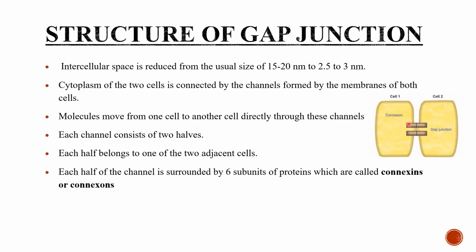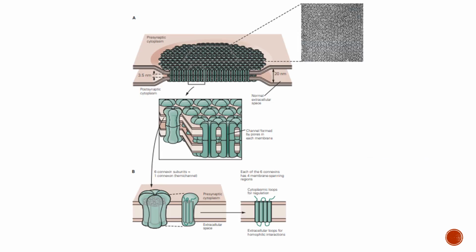This was the question which was asked in the previous year MCQ from Tamil Nadu University medical examination. So just remember, connexons are the proteins which are forming the gap junctions, and these connexons you can see here clearly. So here we can say that this is a cardiac muscle which will have more number of gap junctions.